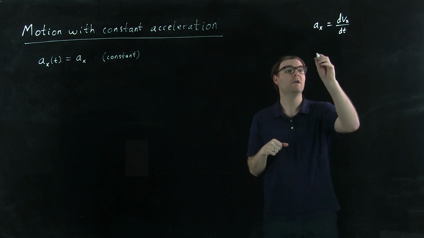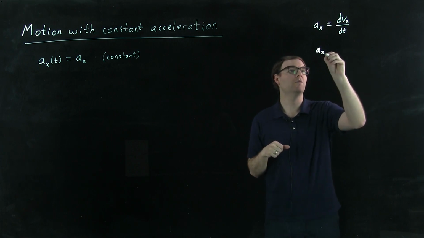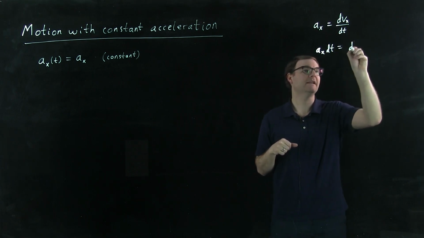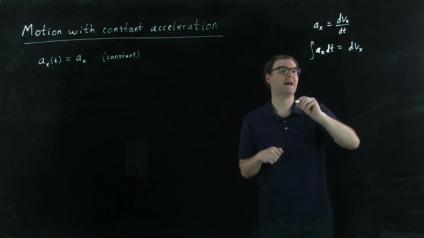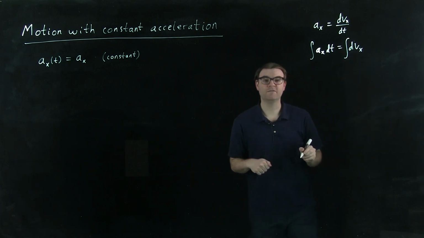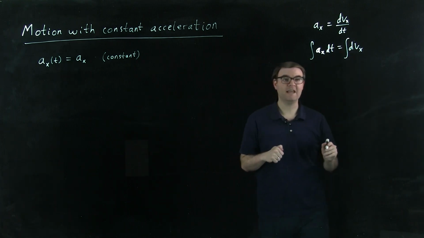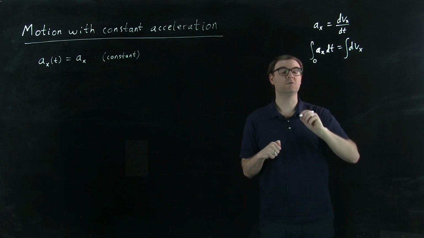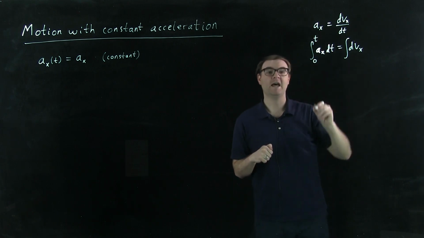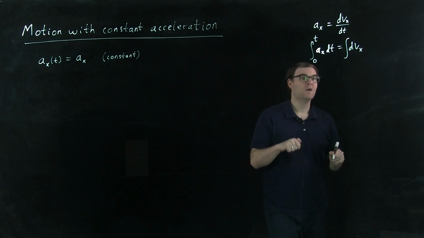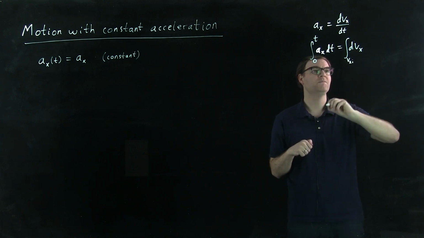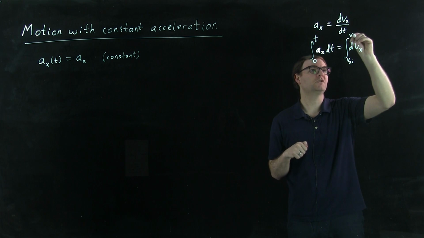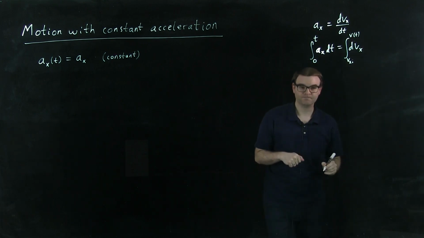As we have done before, I'm going to multiply both sides of this equation by dt to get an integrable expression like this. And then I'm going to go ahead and integrate both sides from some initial time to some final time. For our purposes today, I'm going to start at t equals 0 and go up to some final time, which I'm just going to call t. And then on the velocity side, I'll integrate from some potential initial velocity, which I'll call vxi, up to some final velocity, which I'll just call v of t.